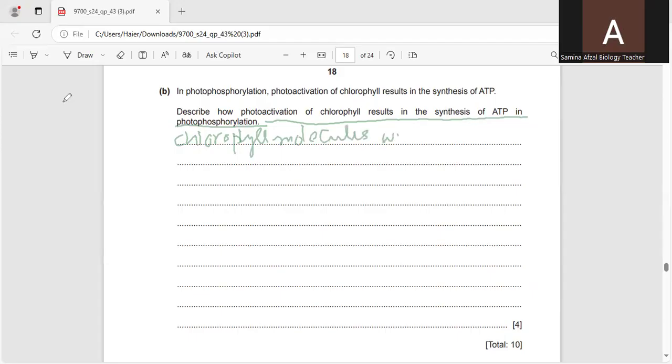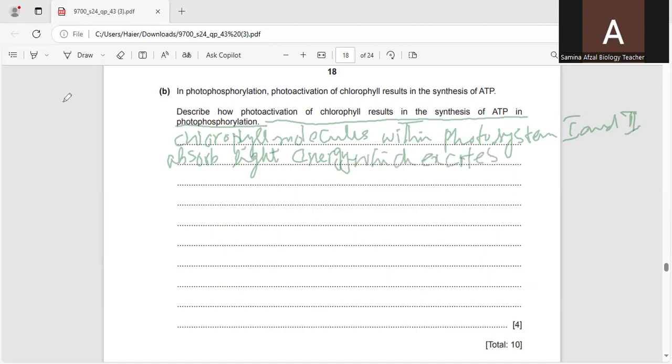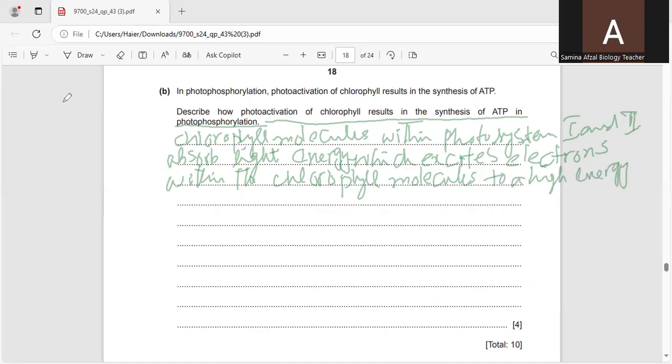molecules within photosystems 1 and 2 absorb light energy, which excites electrons within the molecules to a high energy level.